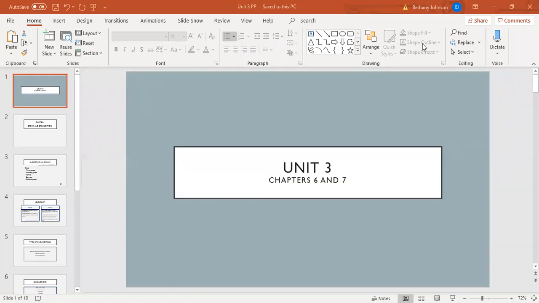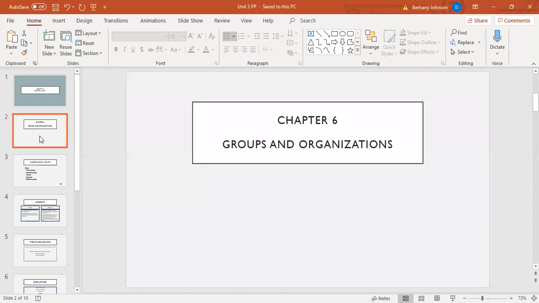Welcome to Unit 3, Chapters 6 and 7. We're going to look over groups and organizations and then crime and deviance. So let's begin looking at Chapter 6, Groups and Organizations.